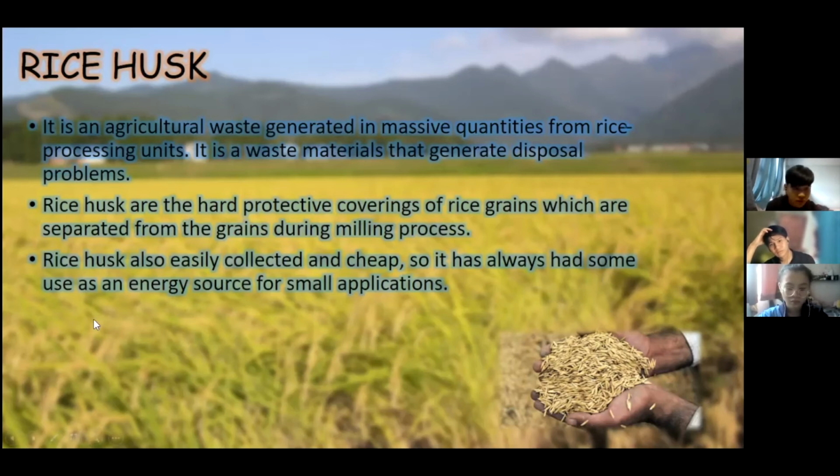The second point is that it is the hard protective covering of rice grains, which is separated from the grains during the milling process. It is also easily collected and cheap, and it has always had some use as an energy source for small applications. What is meant by cheap is that some milling companies sell their rice husks to small farmers, because rice husks can be used as a fertilizer for the crops.